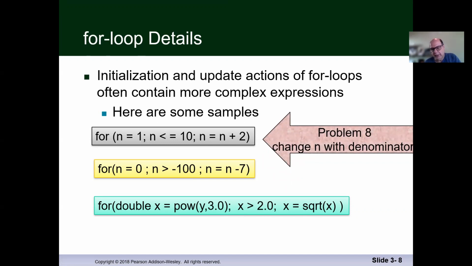So for problem 8 that we're going to be talking about, you're going to change this n with the denominator. You're going to be using a for loop. So you have a numerator and you have a denominator, and basically you're going to use this for loop for your problem 8. So that can be for denominator equal 1, denominator less than or equal to whatever number you have that's defined as a constant or read from the user, and denominator plus equal 2.